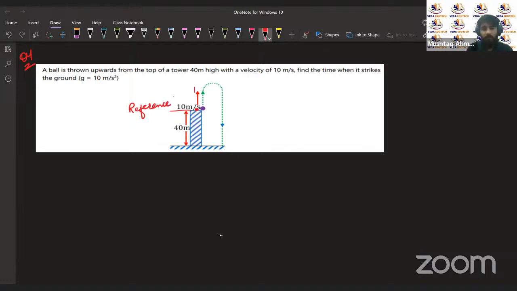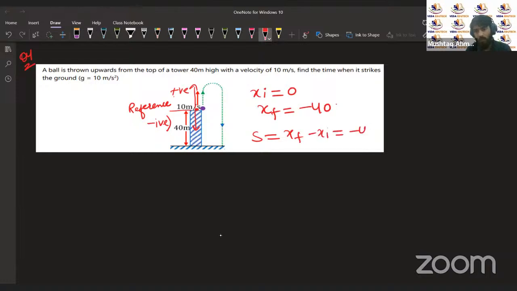Then all the directions in the upward direction will be taken as positive and the rest of the directions in the downward direction will be taken as negative. So the initial position of this ball, x_i, with respect to the reference is equal to 0, and the final position with respect to the reference is equal to minus 40. So if we calculate the displacement s, that is final position minus initial position, it will be equal to minus 40. So the displacement of this ball is equal to minus 40.